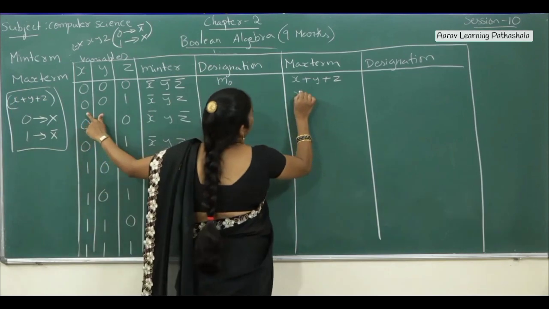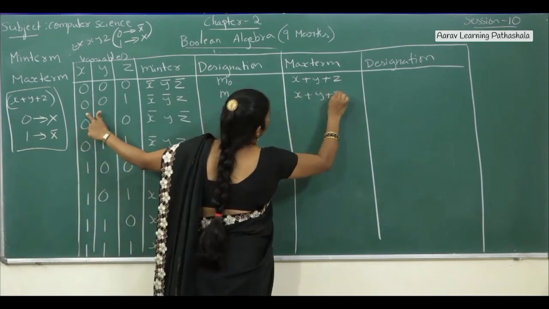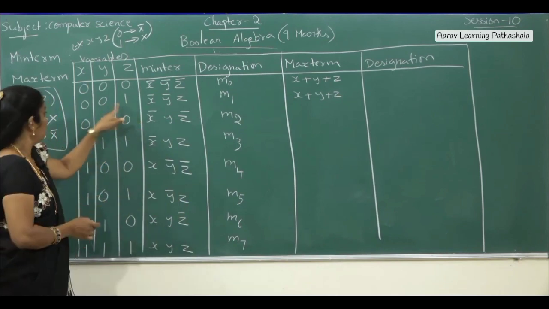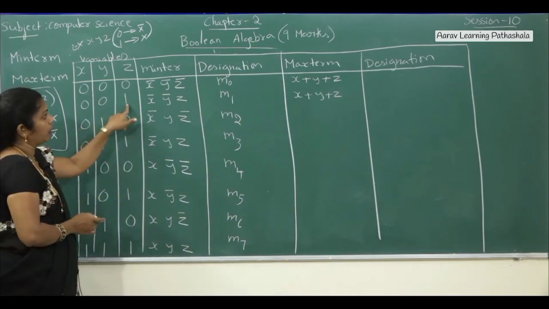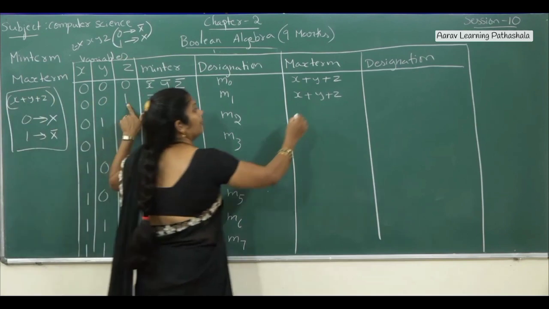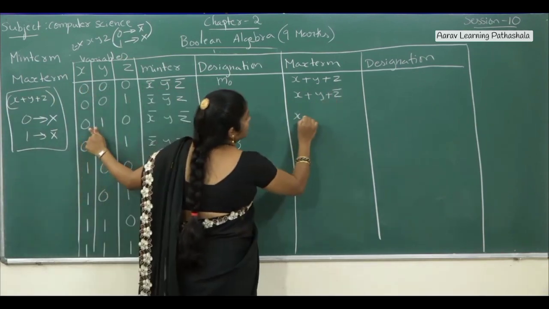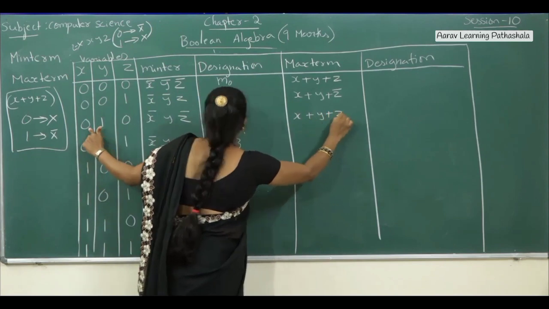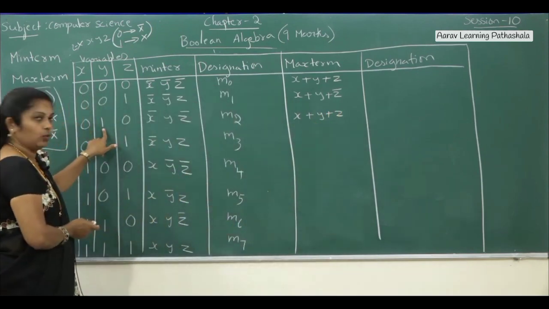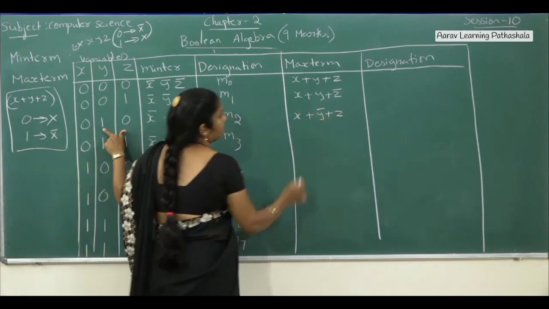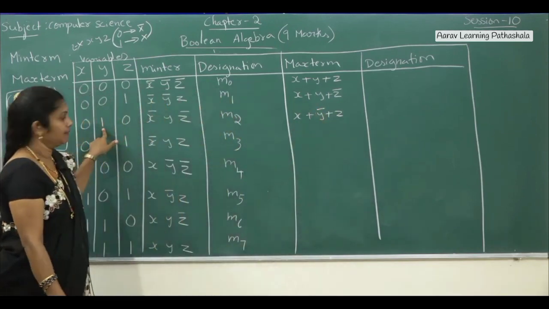Next, x plus y plus z. See the variables x, y and z. If it is 1, what should you do? Put complement. That means only for z you have to put complement here. Next, once again, x plus y plus z. Only the second one is complement. Then x plus y bar plus z.